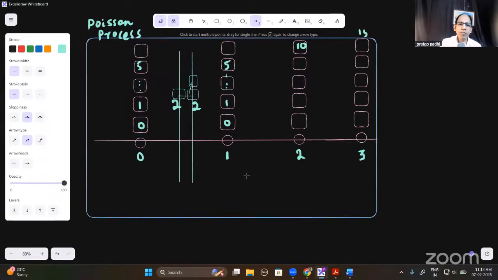Now come to the Markov jump process. In the Markov jump process, what will happen? Suppose at time 2 it's there. From time 2, it can go to any state, not necessarily 3. It can go to 0, it can go to 1, right?